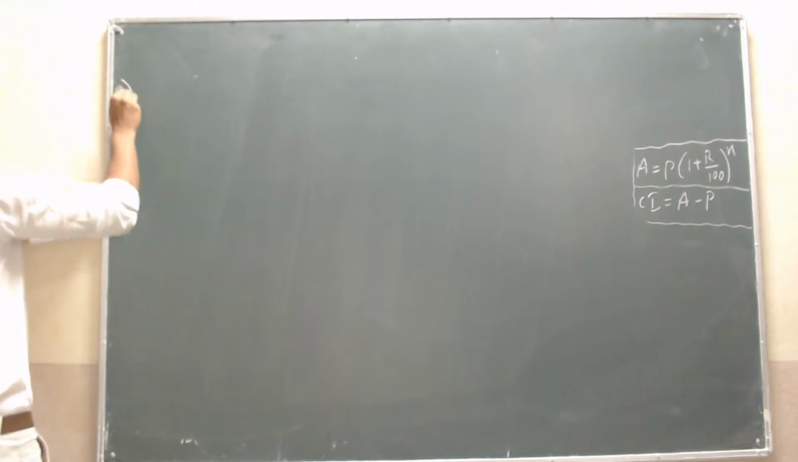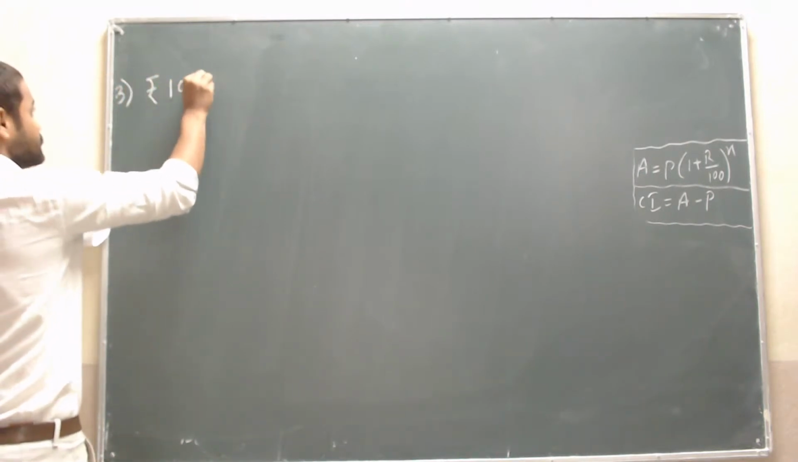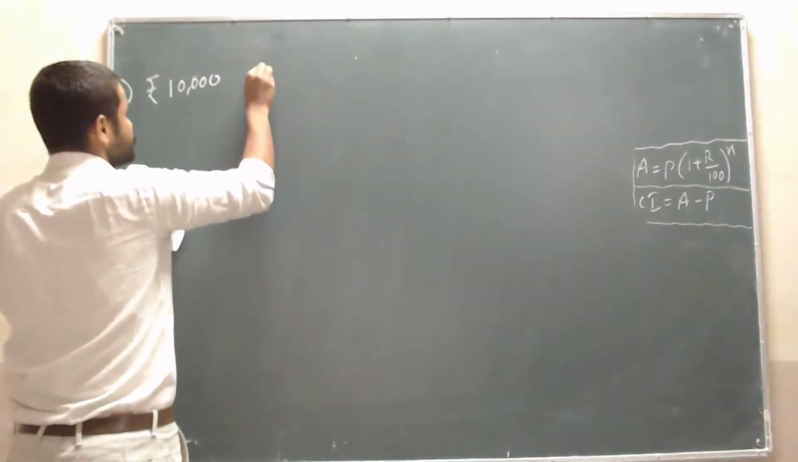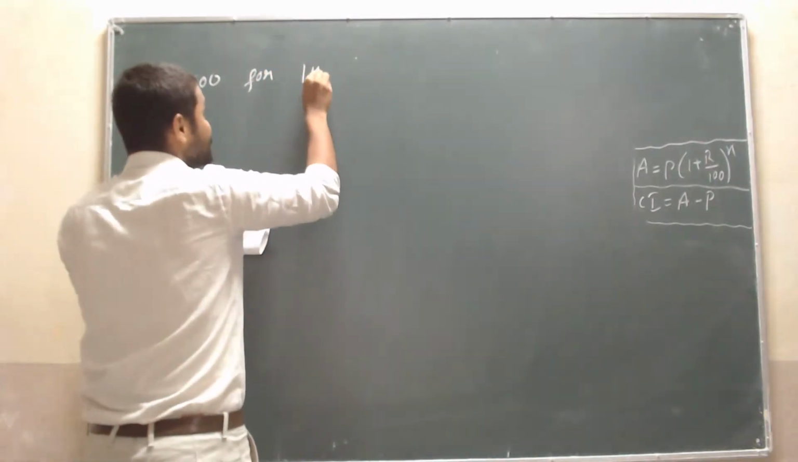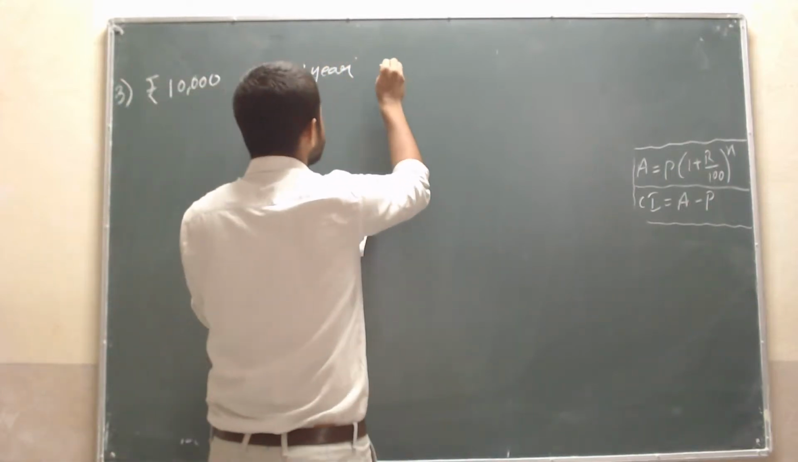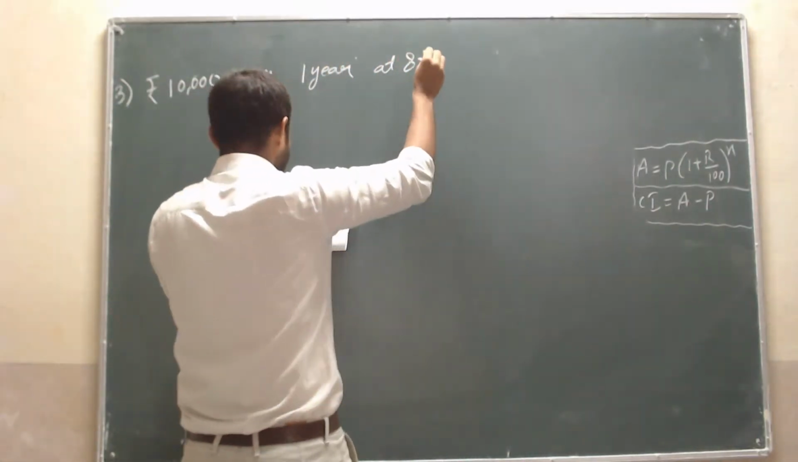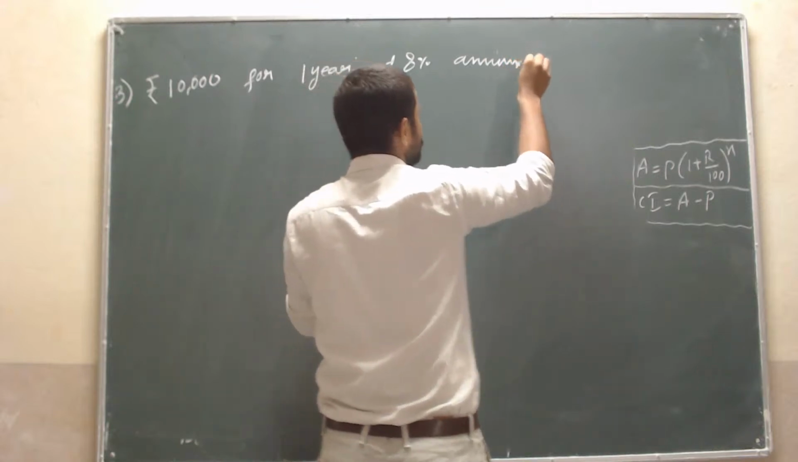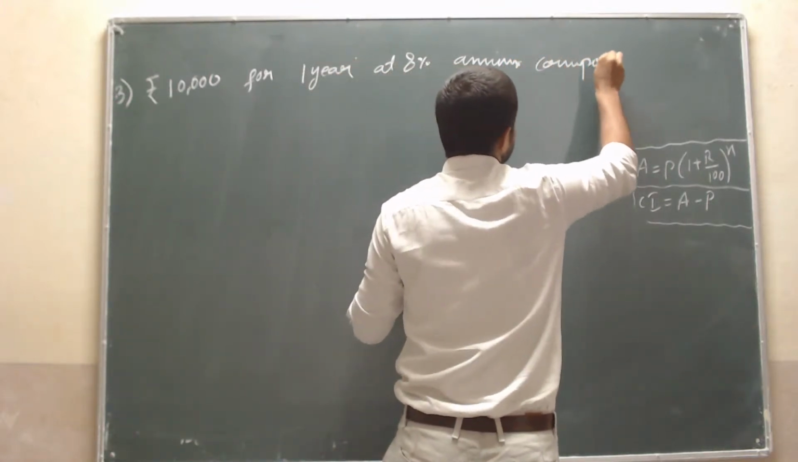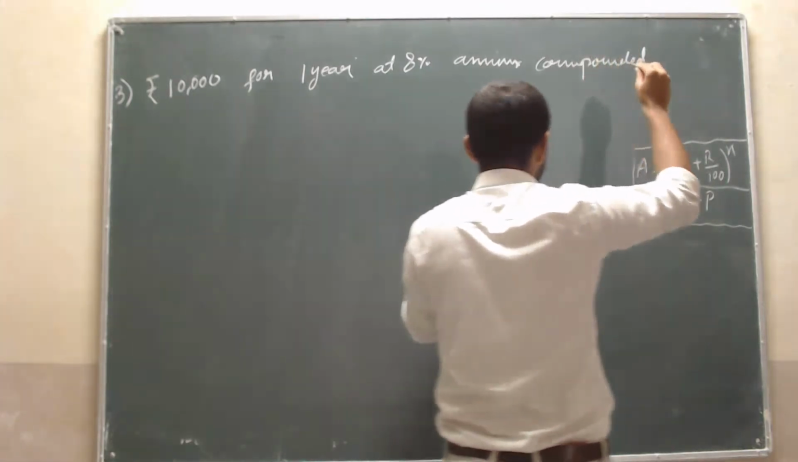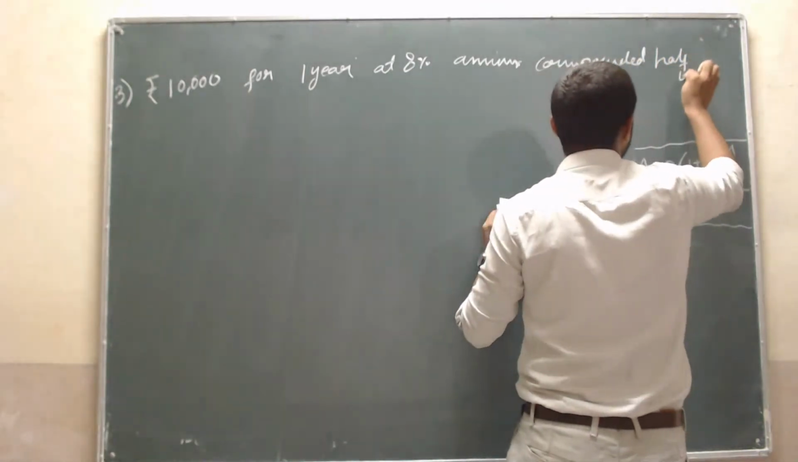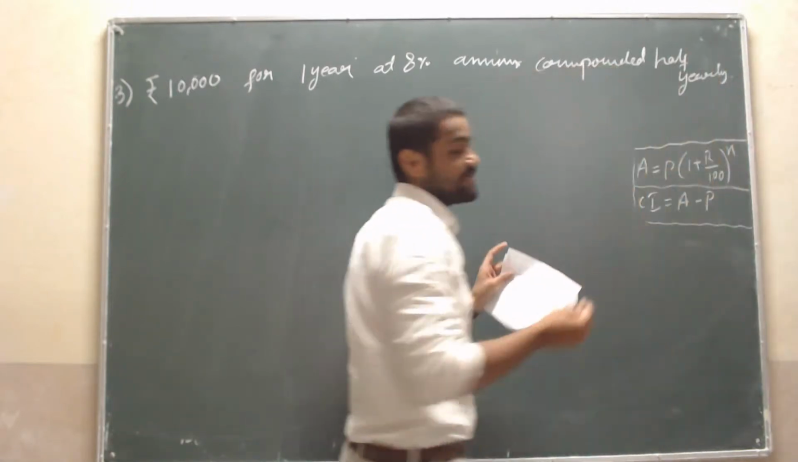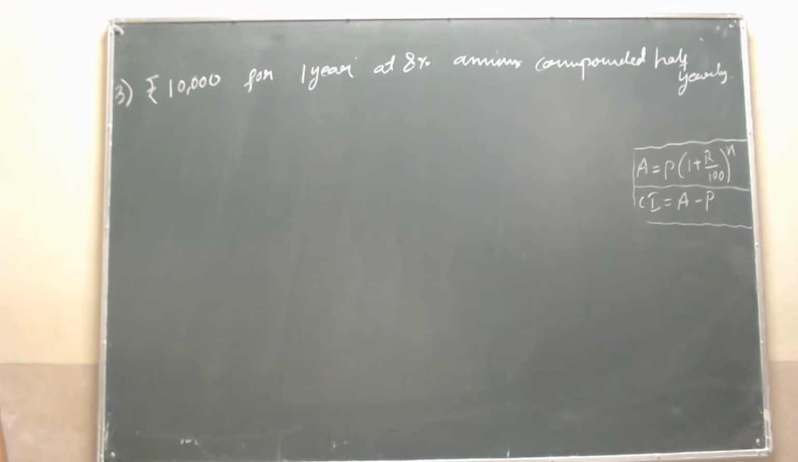Third one, we have rupees 10,000 for 1 year at 8% per annum, compounded yearly. This word is very important. That is compounded yearly. Yes, Sharada and Pragna and Bharat. Yes, 7804. Yes, very good, children. That is the previous example's answer.